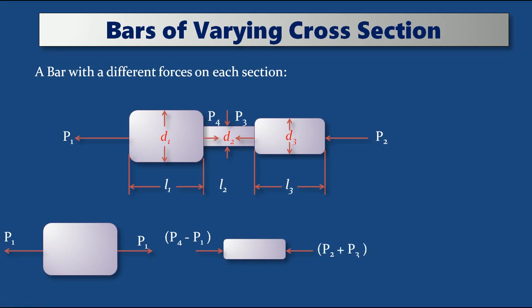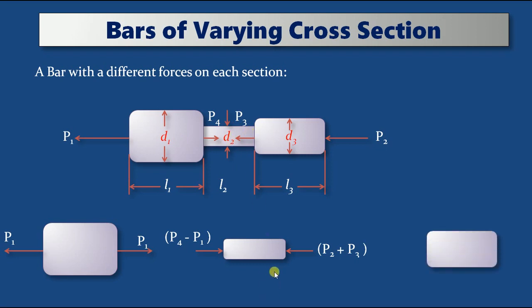And here one more thing we have to remember: in the calculations, P4 minus P1 and P2 plus P3 are going to be the same values. That is the required thing. Whenever these two values are different, that means the problem is wrong. So these two values are going to be the same while we are analyzing the resultant force on this particular part. So please try to remember that.